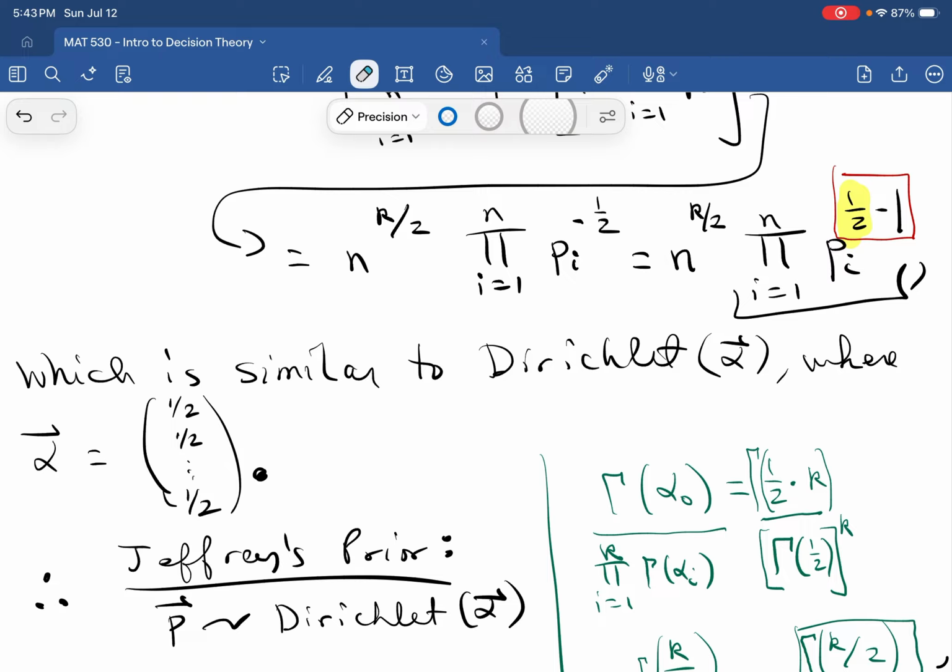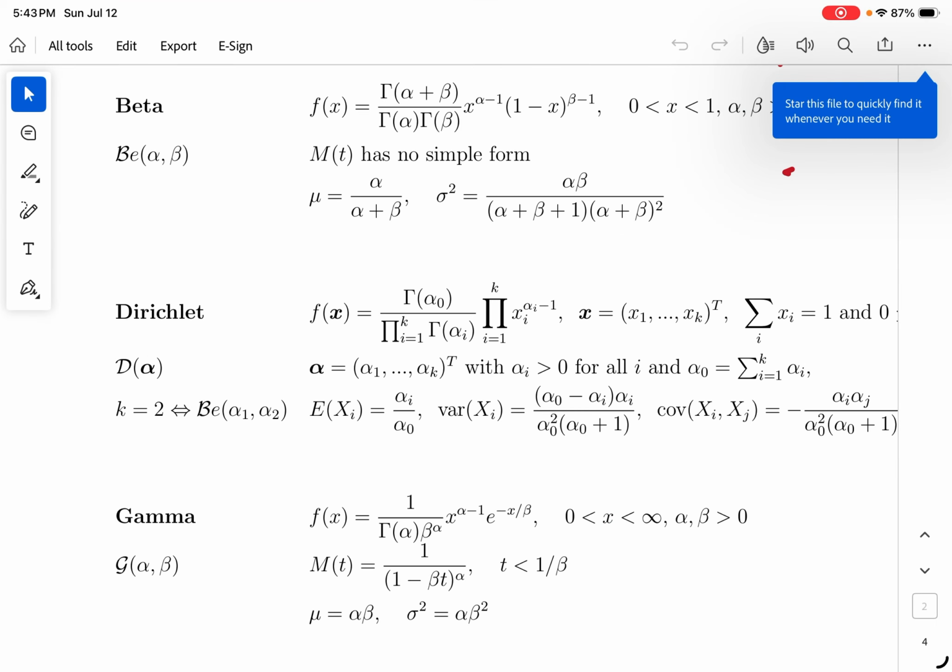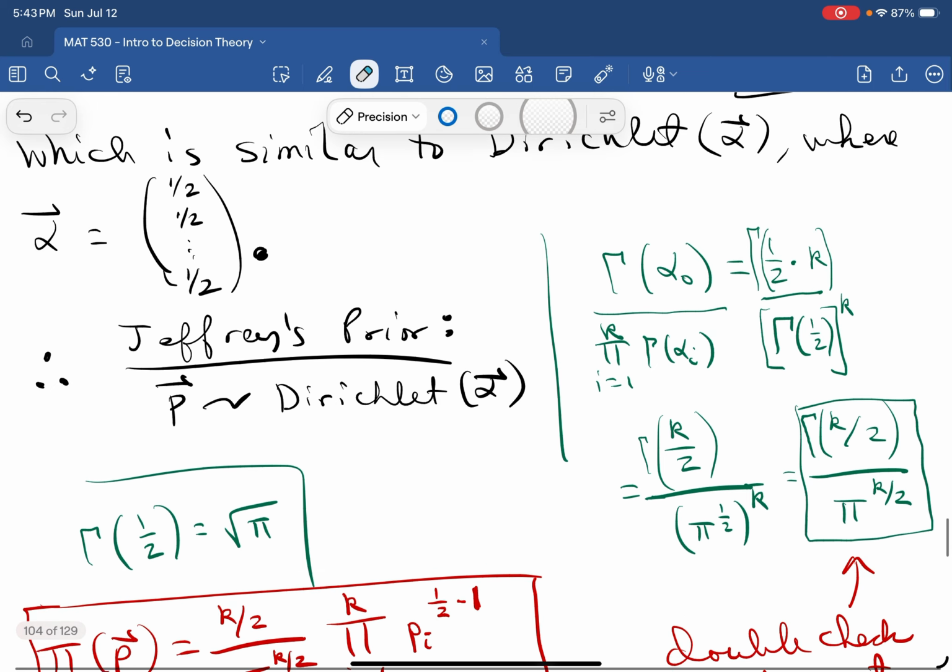The only thing that we need to determine now, if we want to nail down exactly what the Jeffreys prior is, is the normalizing constant, the number that goes in front. So we're focusing on that gamma of alpha naught divided by that product of the gamma of alpha. And that's what you see that I've done in green here. Recall that gamma of 1/2 is the square root of pi.